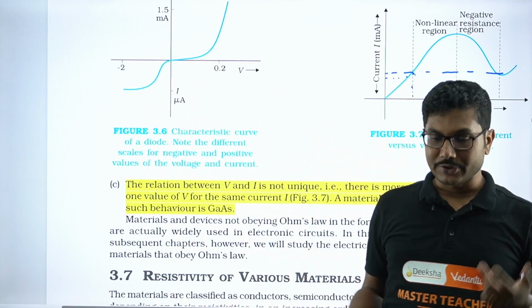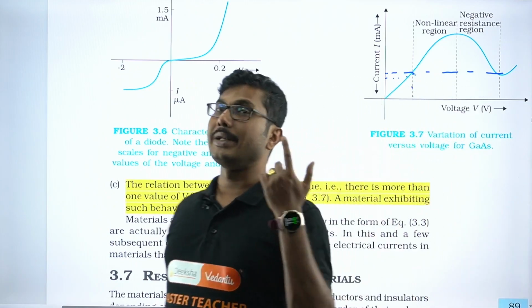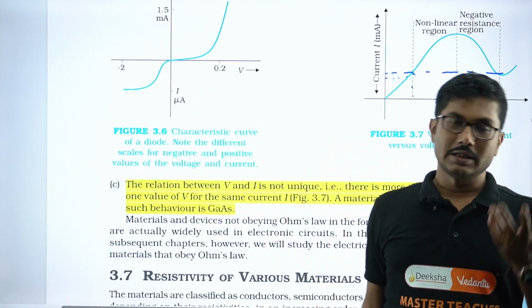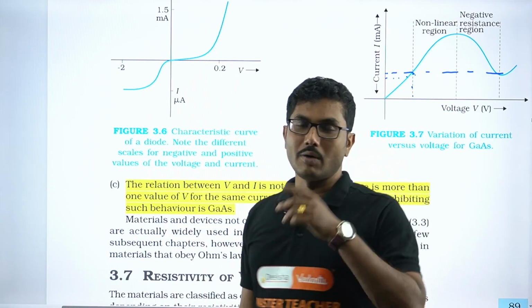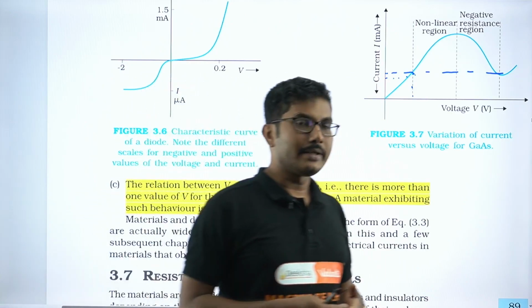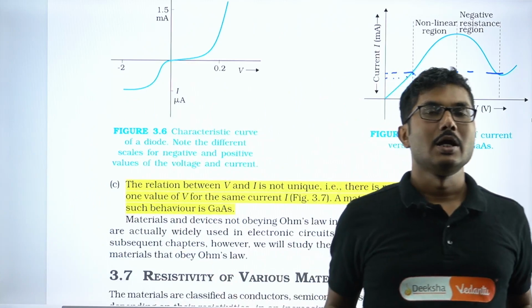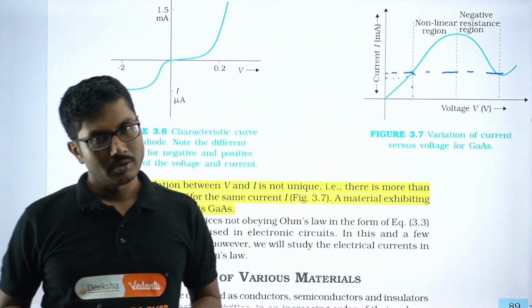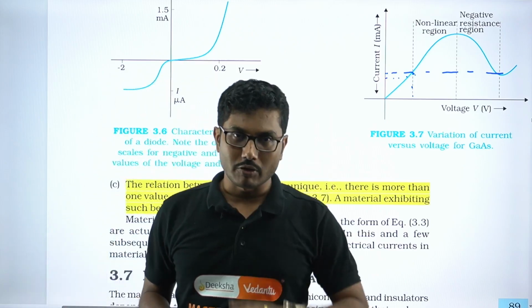Another limitation you can mention is if the state of the material changes. For example, you are passing current through a solid wire. Suddenly, due to some heat generation, the wire melts and it becomes liquid. In that case, Ohm's law is also not valid.